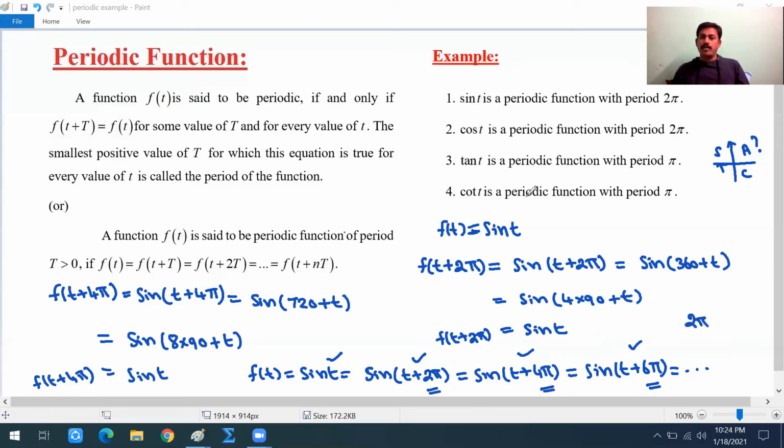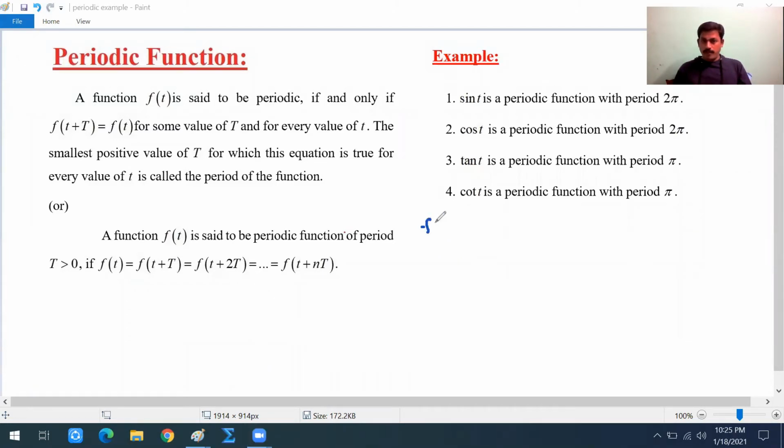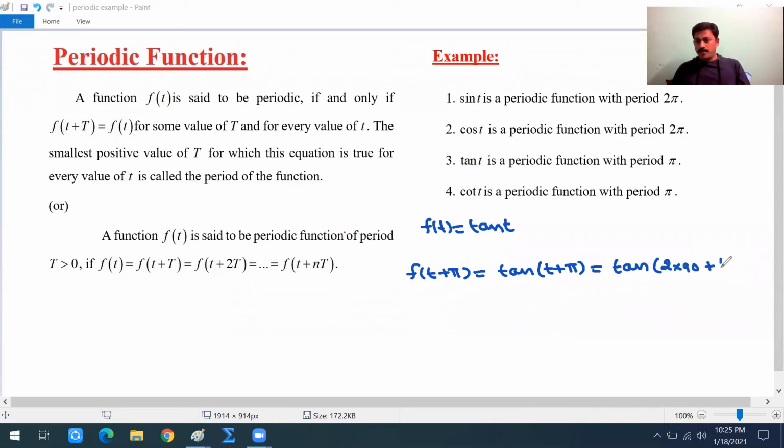Same way we can take cos t. If you apply the same thing here, cos t is also a periodic function with period 2 pi. If you take f of t equal to tan t, if you replace this t by t plus pi, you are getting tan of t plus pi. Pi is nothing but 180, that can be written as 2 into 90 plus t. Here it is an even number, so you should not change the trigonometric ratio, so we will get tan of t plus pi equal to tan t. 180 plus t now lies in third quadrant. In third quadrant, tan is positive, so you are getting here positive tan t.